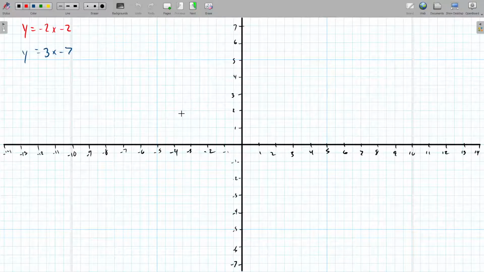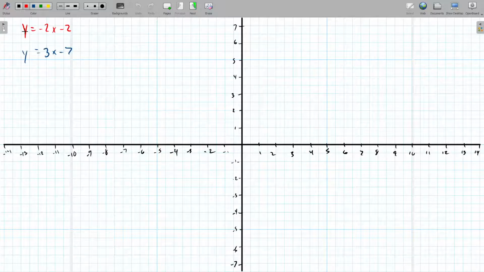So the key with solving systems of linear equations with graphing specifically is that you want your graphs to be as precise as possible. The solution that we are looking for is the intersection of the two lines. So if our lines are a little bit off and they're not exact, we're not going to get a precise intersection, and our solution, our answer, will not be exact. So we want to be very careful as we do this.